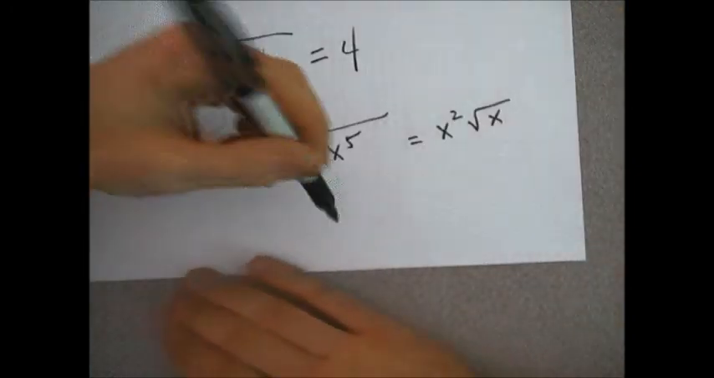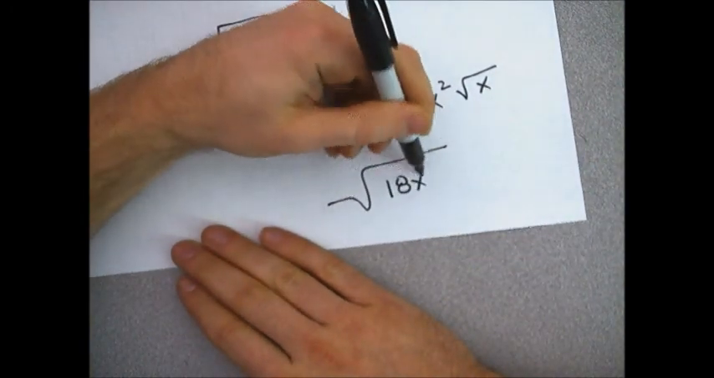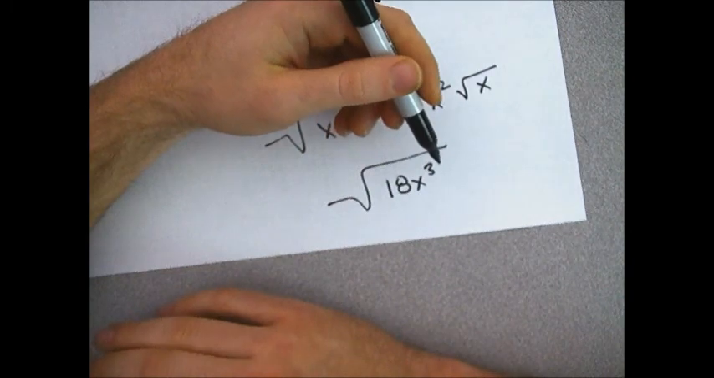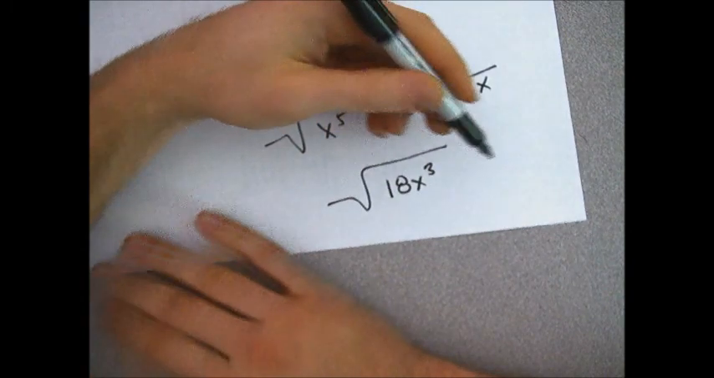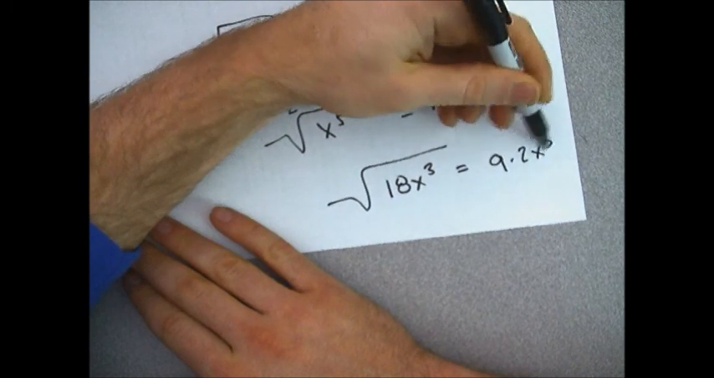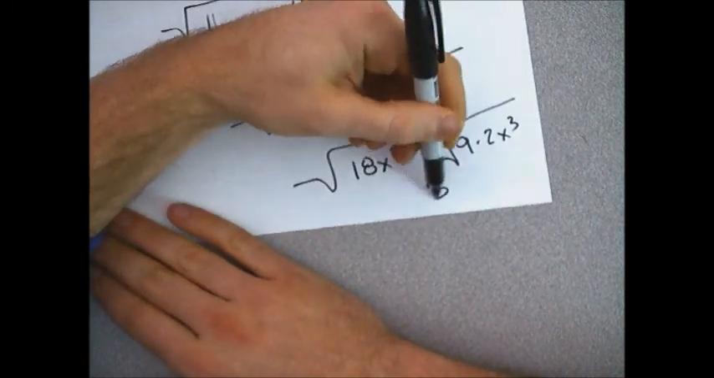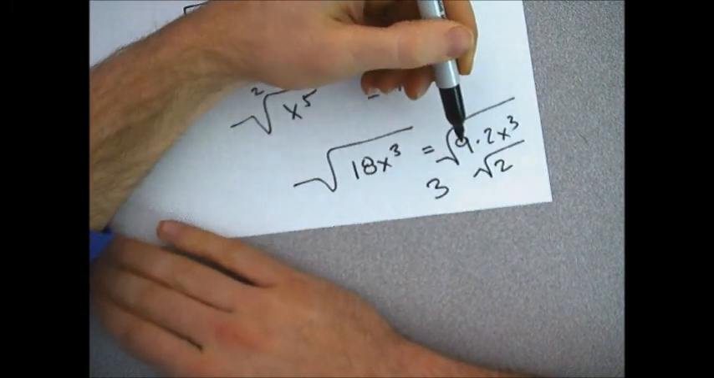Okay, number 4 is the square root of 18x to the third. So the question you ask yourself is, what perfect square goes into 18? That would be 9 times 2x to the third. The square root of 9 is 3. Number left over is 2.